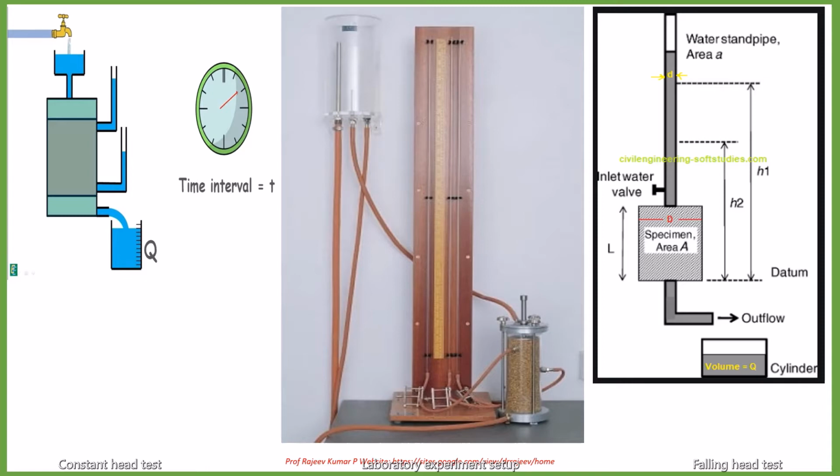Here, this one is the permeameter or permeability mold, in which the soil is compacted to a certain density. It has inlet portions as well as outlet portions. You can see here. Using the constant head permeability test, we can collect water through the outlet in a beaker. So this one is the laboratory experimental setup.